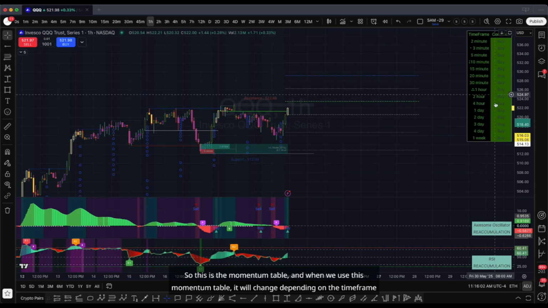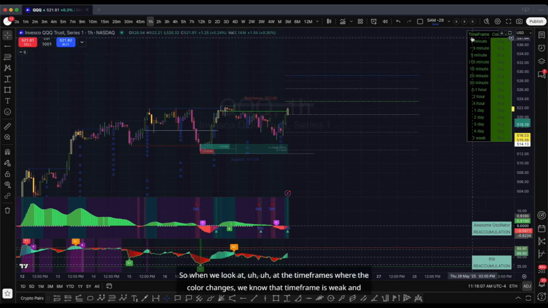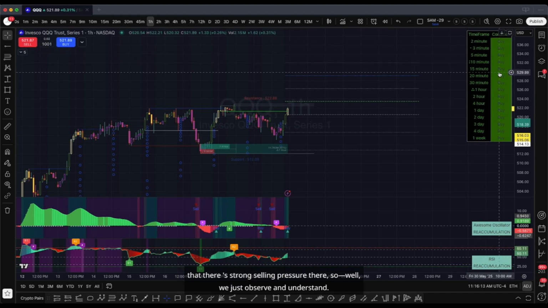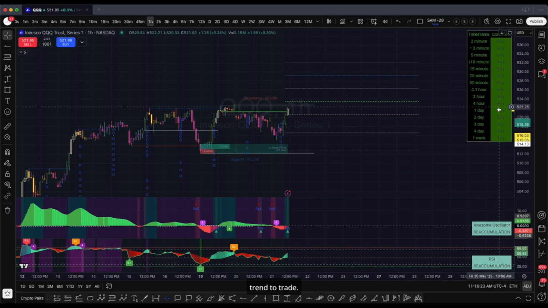And when we use this momentum table, it will change depending on the time frame. So when we look at the time frames where the color changes, we know that time frame is weak and that there's strong selling pressure there. So we just observe and understand. So by looking at this time frame, we pay attention in order to predict the trend, so we can decide on the trend to trade.